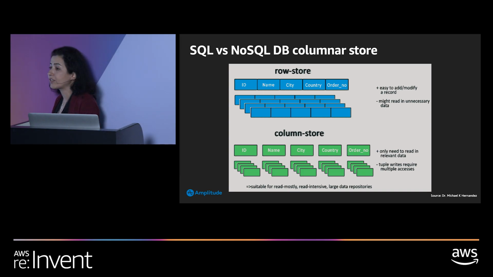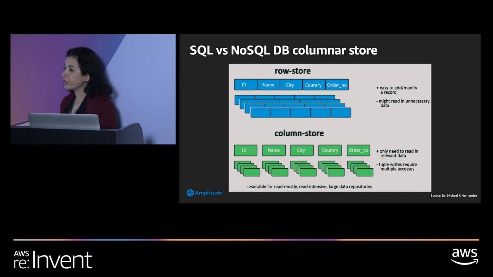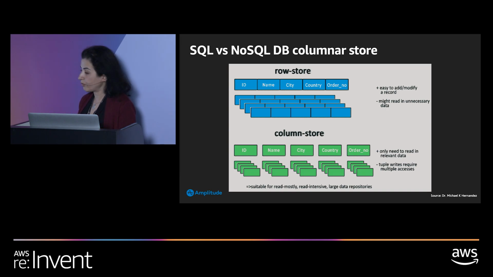On the other hand, columnar storage is not very good for updating data because you need to go and update a lot of things. But in our case, because our data is immutable, we don't have to worry about that. So columnar storage is really suitable for read-intensive workloads, which is the case for the analytics that we have. So we decided to use columnar storage.